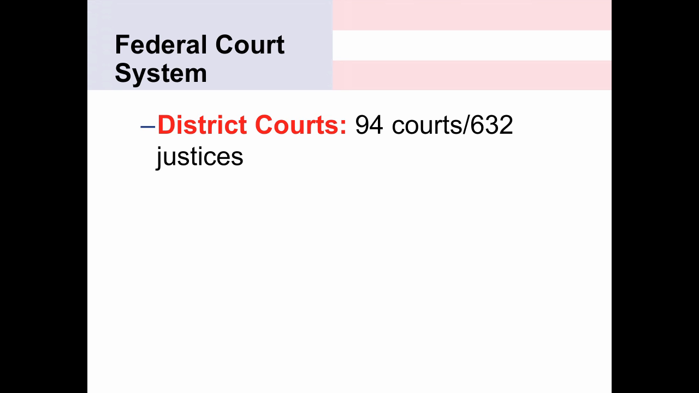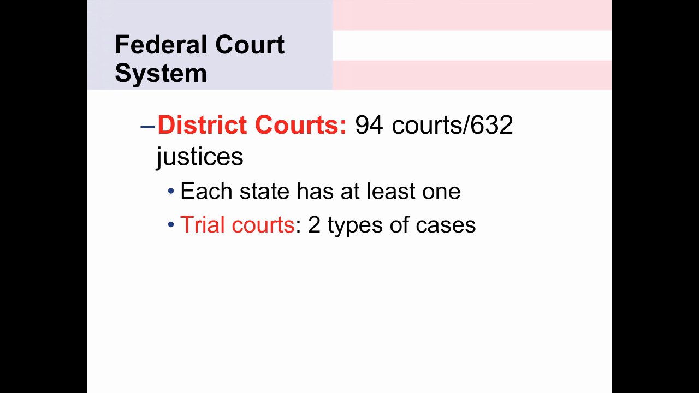There are 94 courts and 632 judges at the moment. You don't need to know these numbers. I give them to you just as background and a sense of how many of these there are. Every state has at least one district court, and obviously because there are 94 courts in 50 states, some states have multiple. The district courts operate as trial courts.